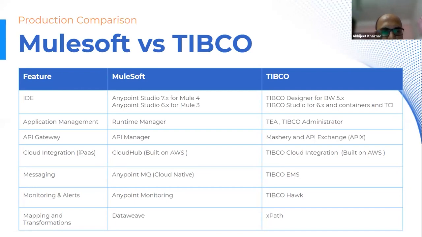Again, going back to cloud integration, which is an iPaaS feature. Both MuleSoft and TIBCO, with the iPaaS features which they are offering, which are CloudHub and TIBCO Cloud Integration, are both built on AWS. So it's a similar thing. VPC, VPN, these concepts will remain the same.